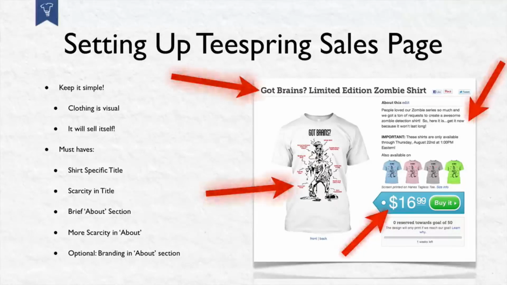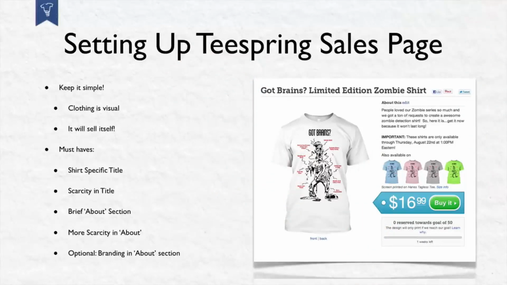So those are the only options that you have to edit this sales page. Your must-haves: you must have a shirt-specific title. You want to have scarcity in that title. You want a brief about section that creates more scarcity. And then you can also add branding in your about section. I could have put our JJ Fast logo on here. I didn't, because this is kind of a separate brand. But if I had a logo that we used on all our books, websites and squeeze pages, I could have put that on here, but we don't really have one, so I didn't. But you can put images in the top of this about section.